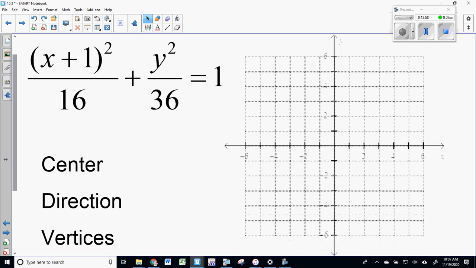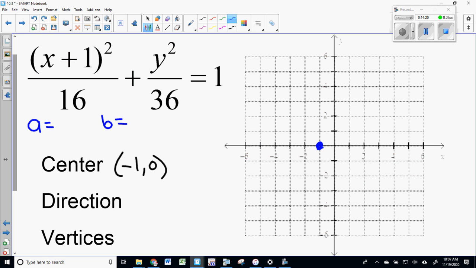All right. So, first off, where is the center? 1, 0. Positive 1? Negative 1, 0. Negative 1, 0. Thank you. First thing I want you to find is what is your A, what is your B, what is your C? Think about those first. From what we just did, what's your A?